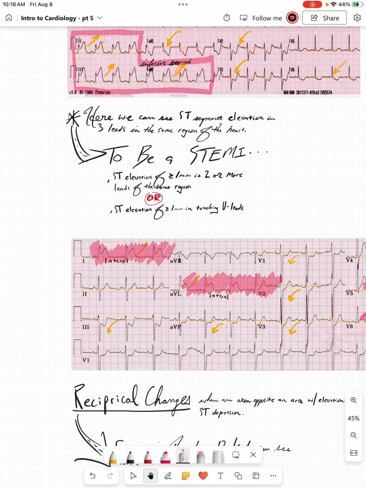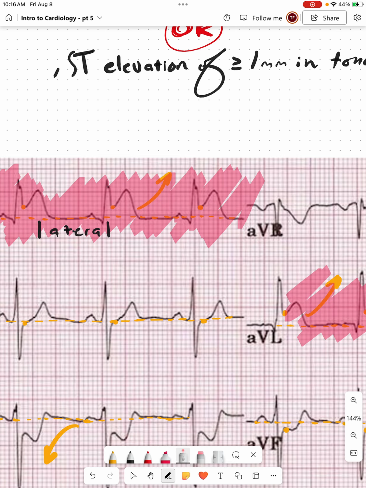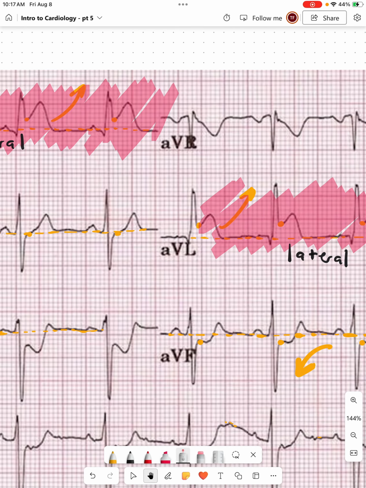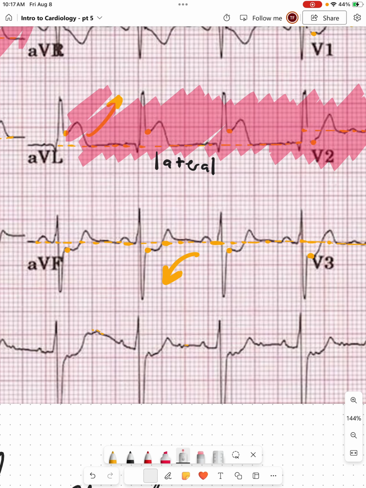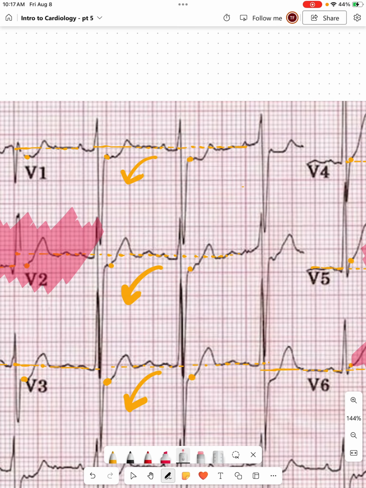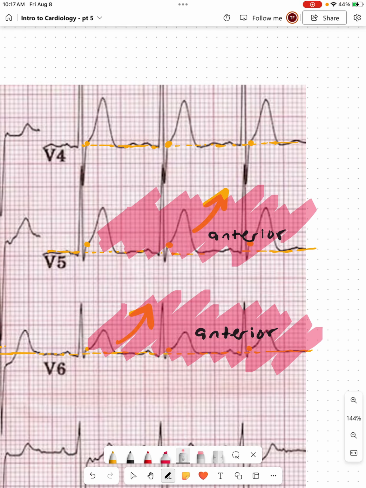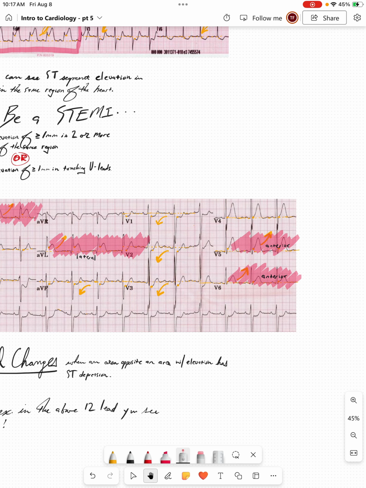So let's do another one. All right, I have elevation in the lateral lead, nothing in lead 2, depression in lead 3, elevation in AVL, depression in AVF, depression V1, depression V2, depression V3, nothing in V4, elevation in V5, and elevation in V6. So, what does this patient have?